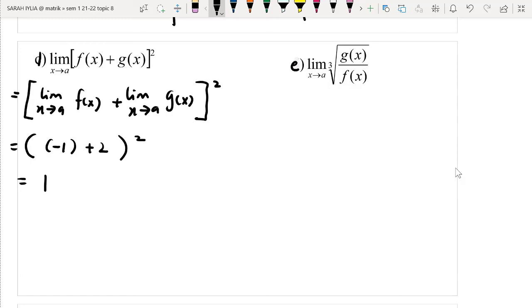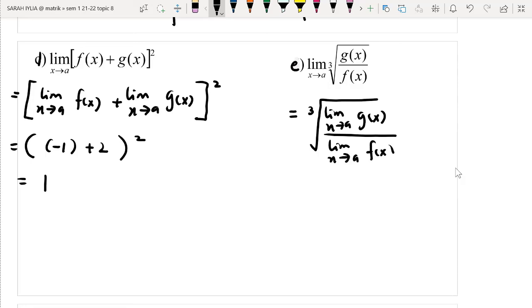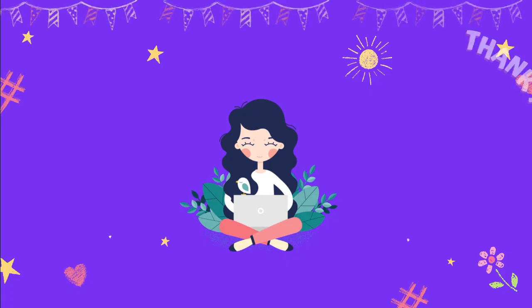And then the last one, we have the limit of x approaches a of the cube root of g(x) divided by f(x). And once again, we can use the raising power properties here. Cube root kita bring outside of the limit function. So now we will get the cube root of the limit of x approaches a of g(x) divided by the limit of x approaches a of f(x). And now we can substitute one by one. So we have the cube root of 2 divided by negative 1. So the final answer is the cube root of negative 2. Okay, settle about properties of limit.